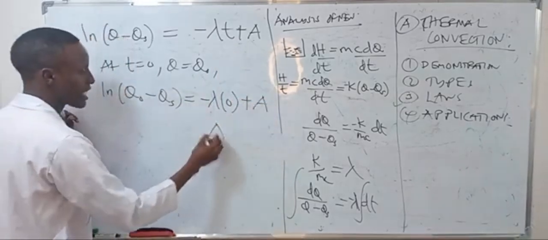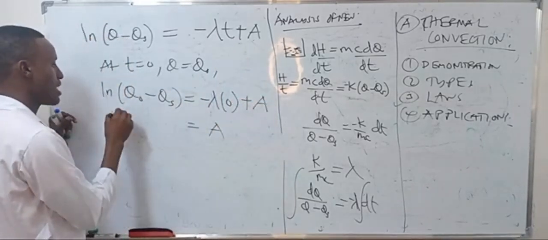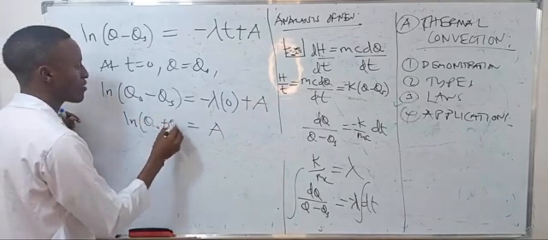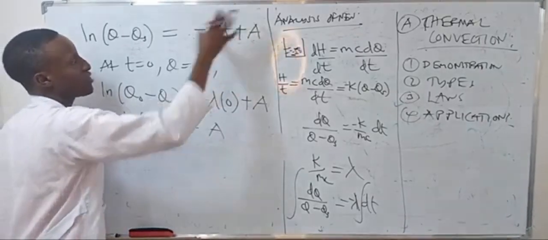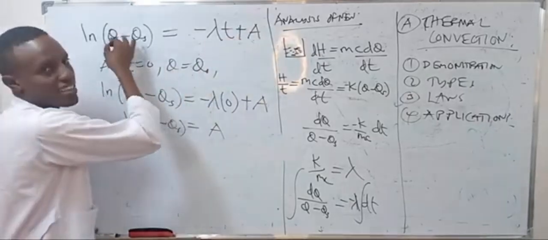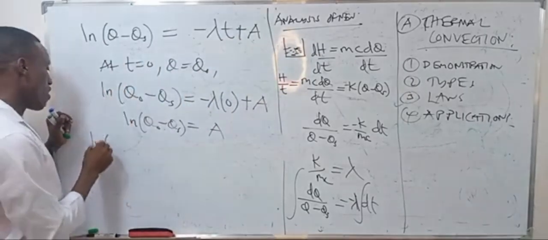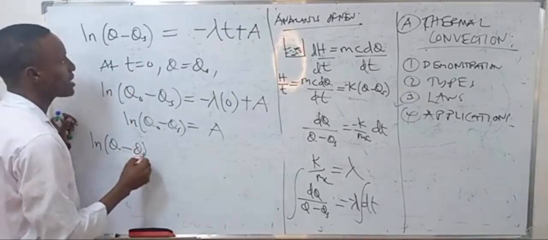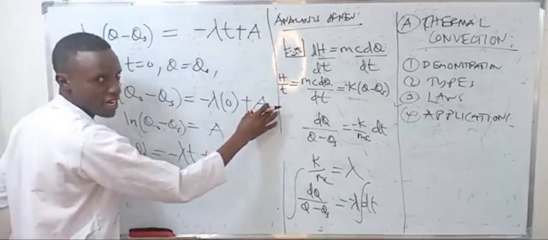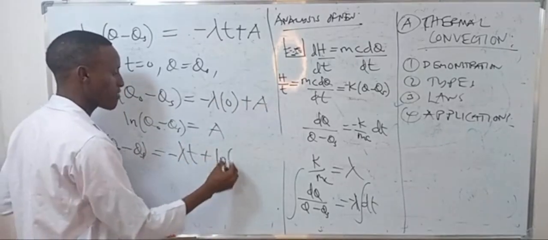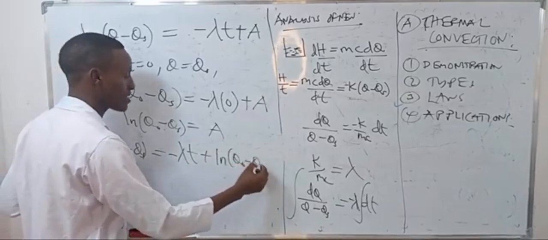So A is equal to ln of theta naught minus that of the surroundings. I can substitute this value here to get, at time t, at a certain theta: ln of the certain temperature minus that of the surroundings is equal to negative lambda t plus A, where A is ln of theta naught minus that of the surroundings. You see?